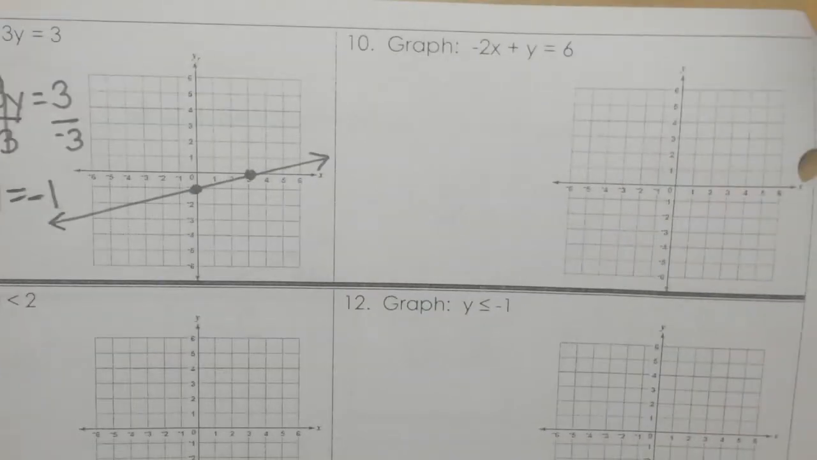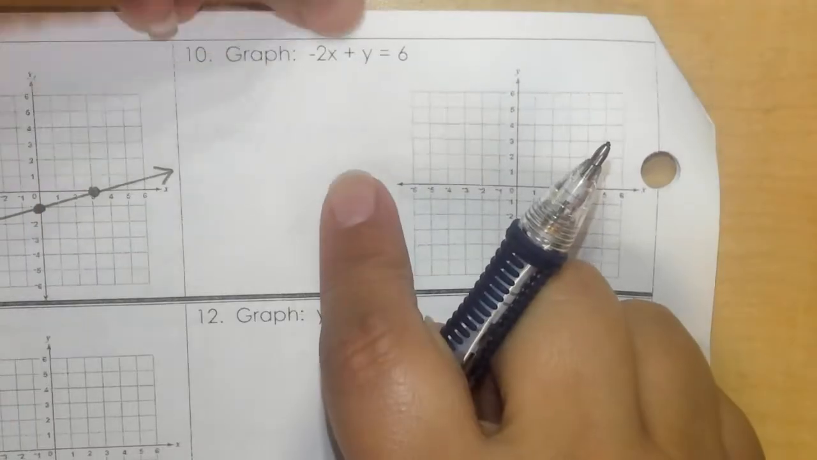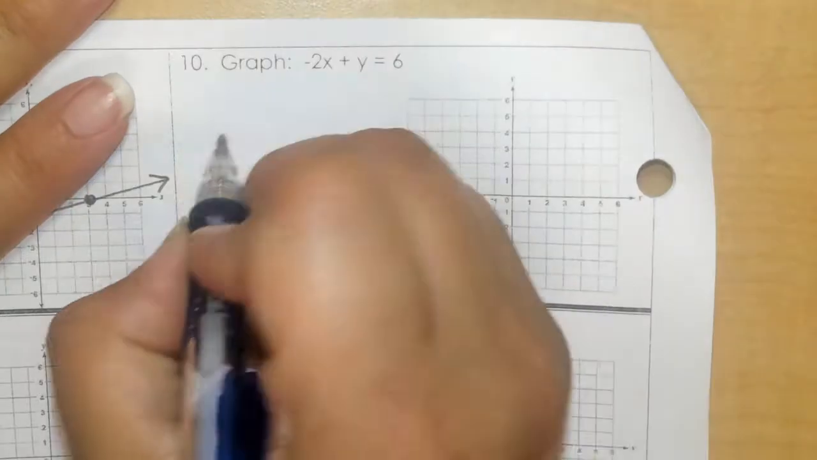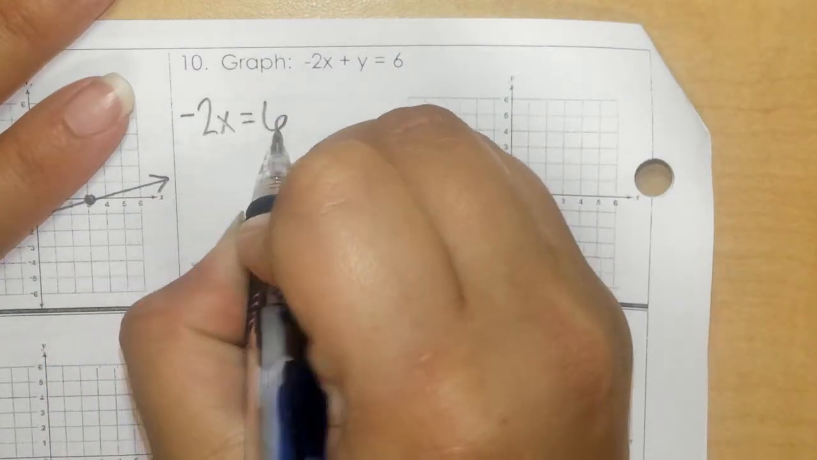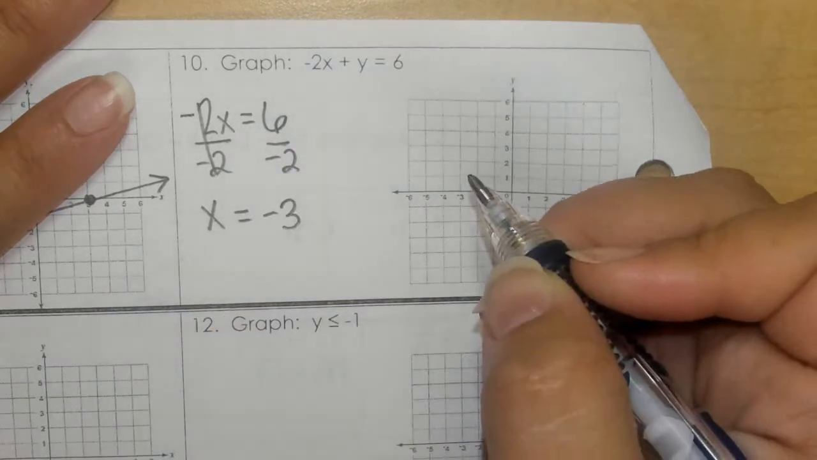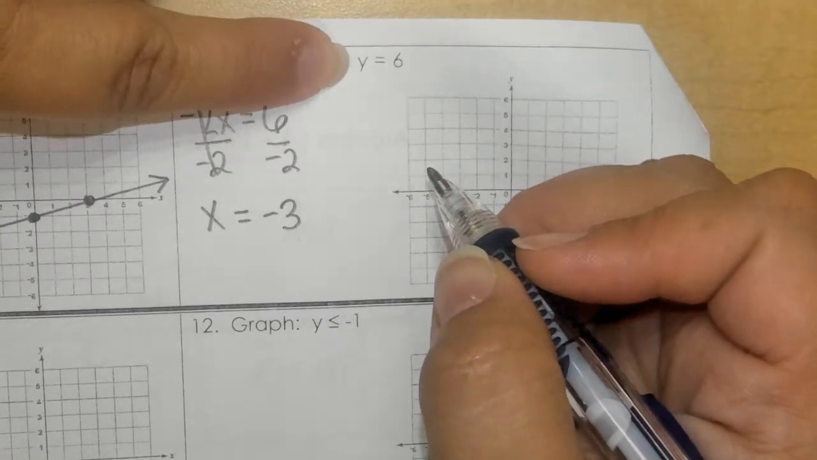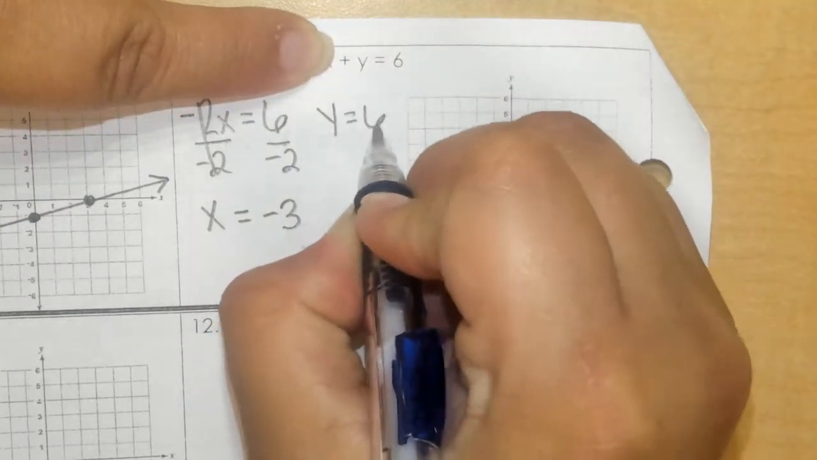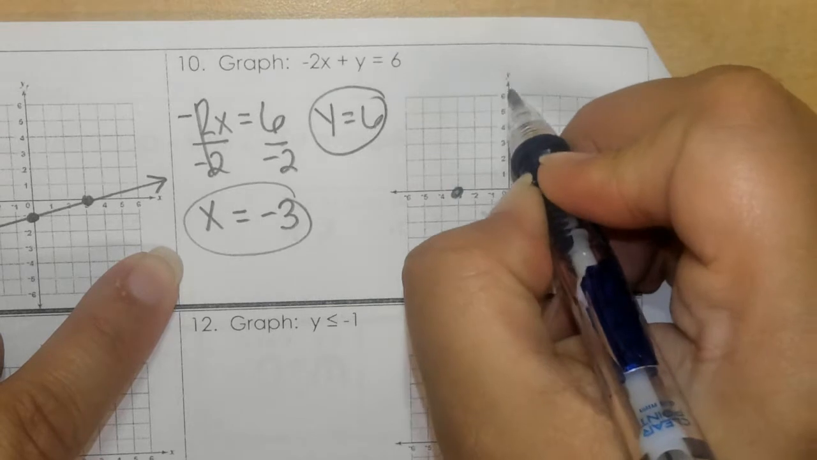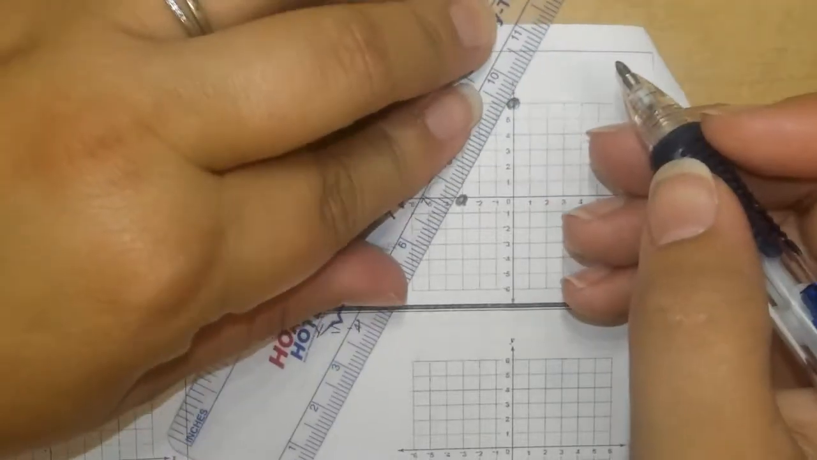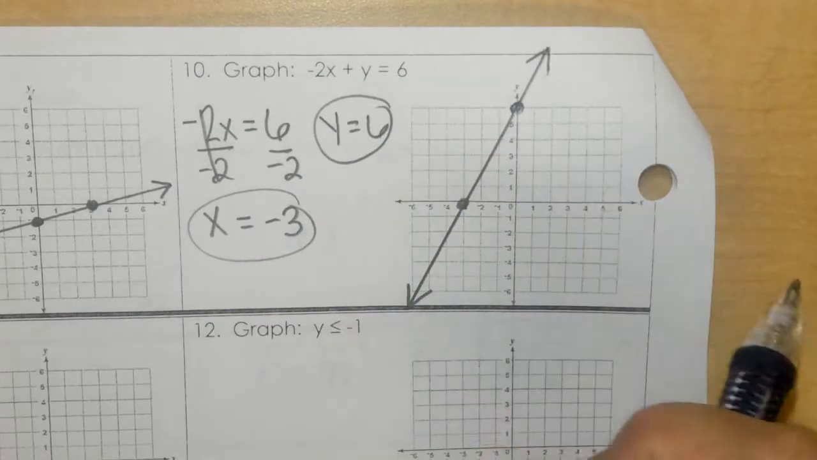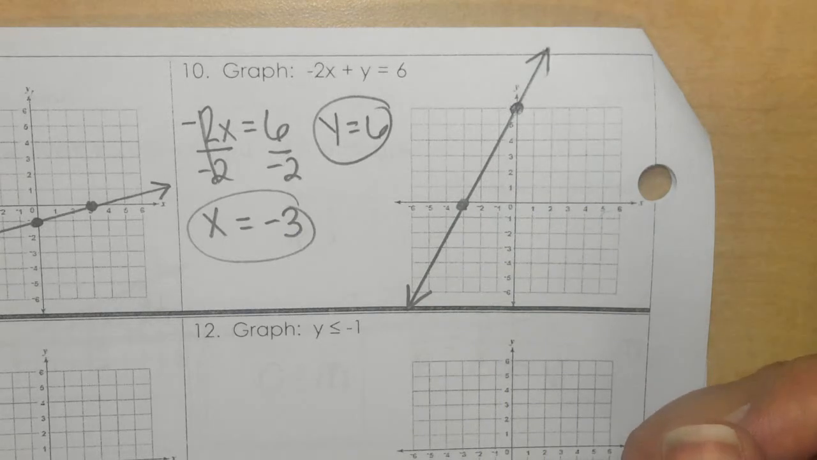Okay. Number 10 is the same way. So if I cover up the y, I have negative 2x equals 6. Divide by negative 2. X is negative 3. For y, cover up this part, I've got y equals 6, and that's just done. So x-axis at negative 3, y-axis at 6, connect. So really you're just solving one-step equations and then just graphing the two dots, connecting the points.